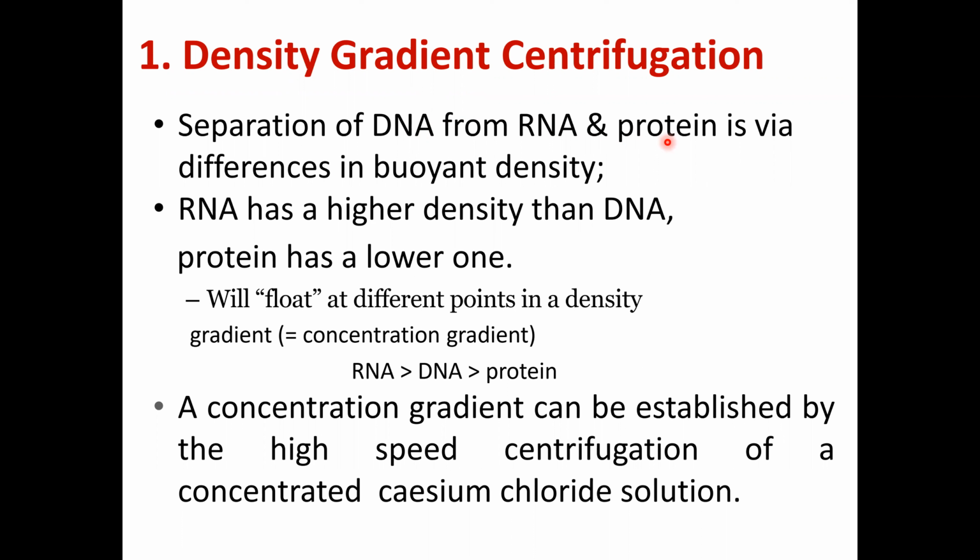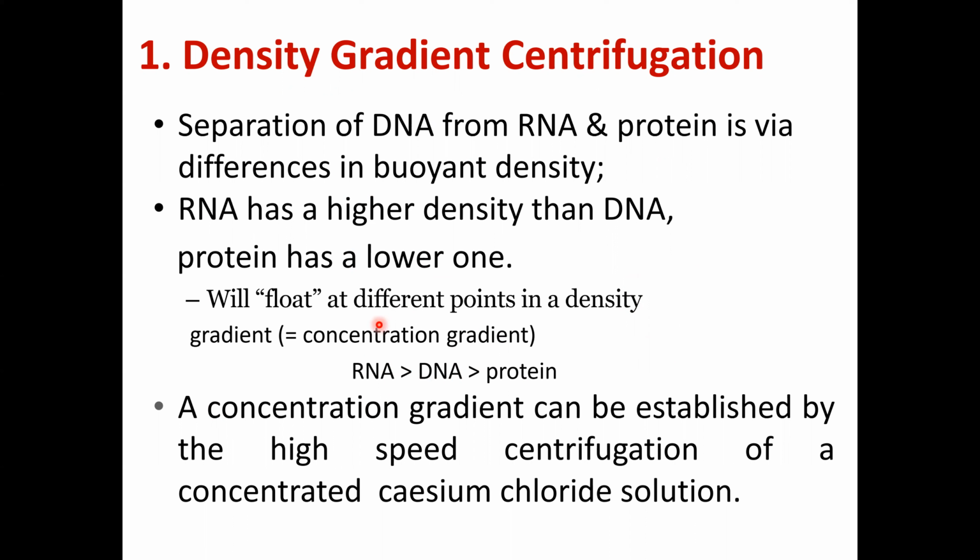When we say buoyant density, class, this is the measure of the tendency of a substance to float in some other substance. This is the principle of density gradient centrifugation: your RNA has higher density than your DNA, and your DNA has higher density than the protein. If there is a tube, the RNA is most likely at the bottom layer, the middle layer is your DNA, and the top layer is your protein, because it has lower density.